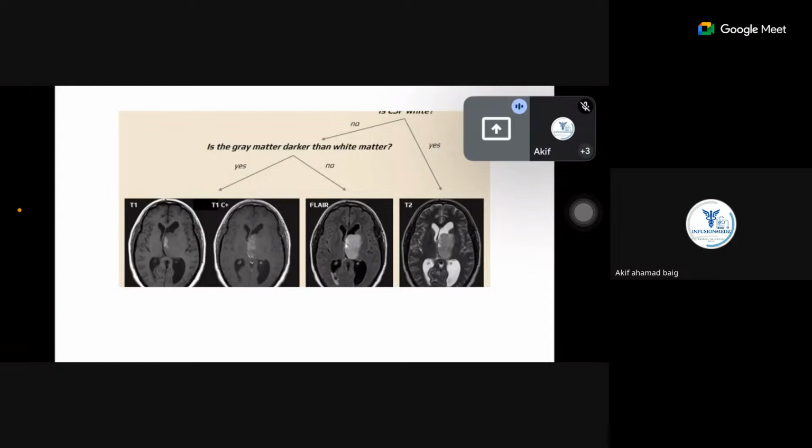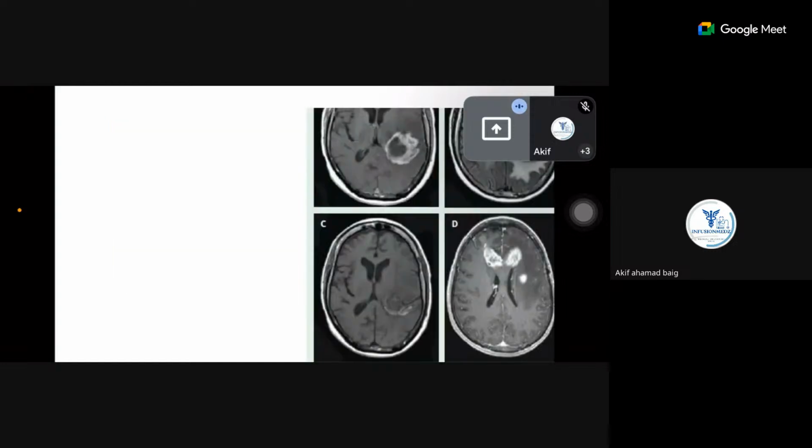So this is a proforma. Is the CSF white? Yes, directly go into T2. If it is no, then think about the gray matter, which is darker than white matter. If it is not darker than white matter, then it is FLAIR. If the gray matter is darker than white matter, it is T1 or T1 contrast.